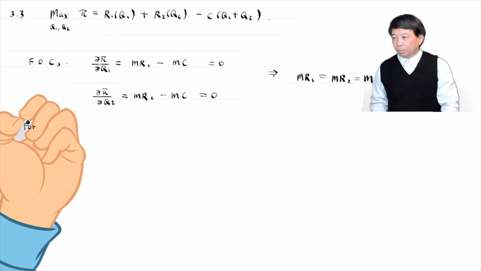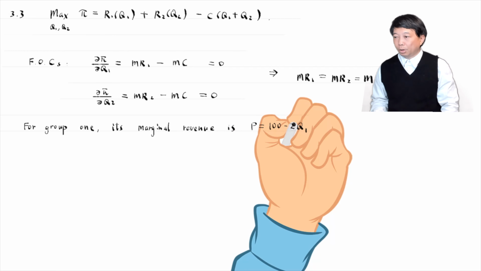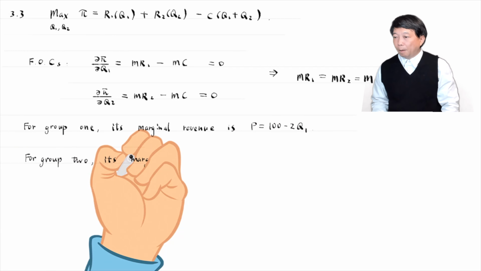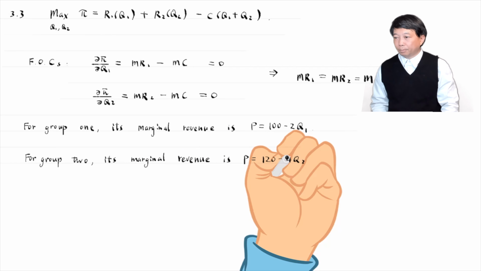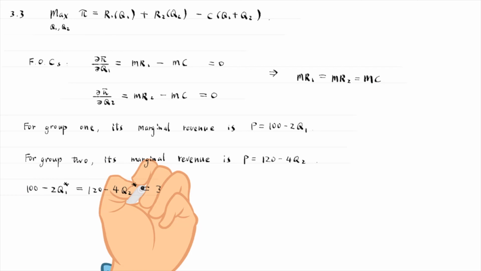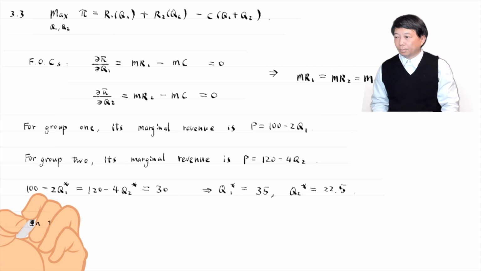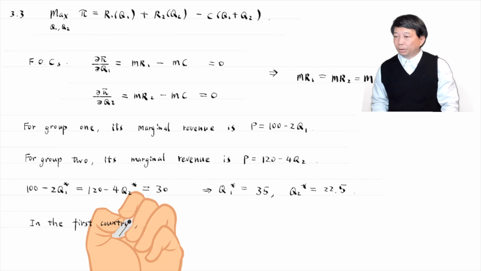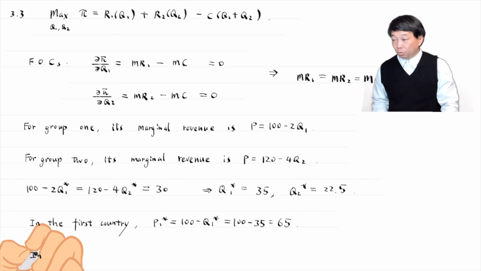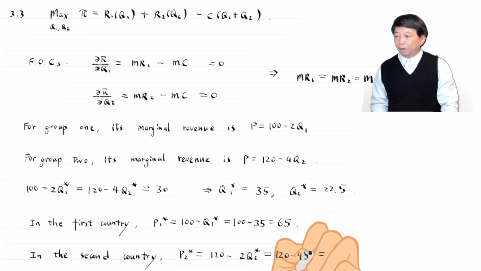For this exercise, we can write down the marginal revenue function directly for each group of consumers. We solve for the optimal quantity in each country, 35 and 22.5. Substituting them into the demand functions gives the monopoly optimum prices in the two countries, 65 and 75.